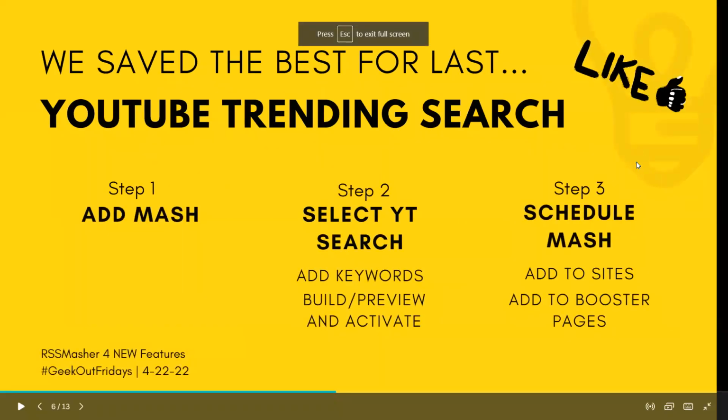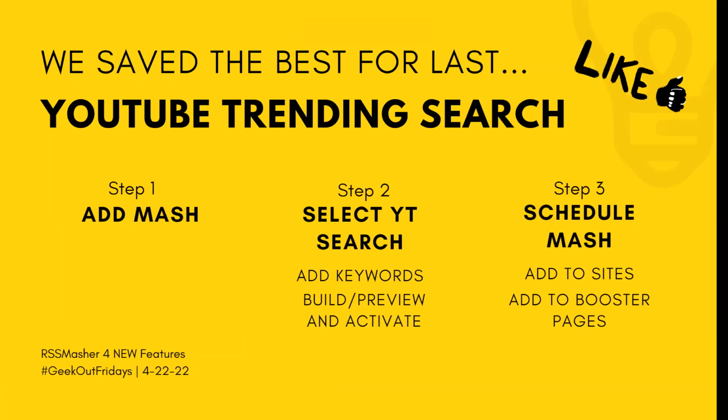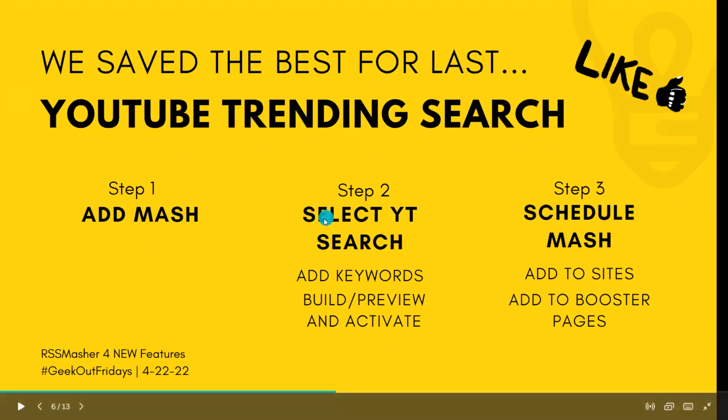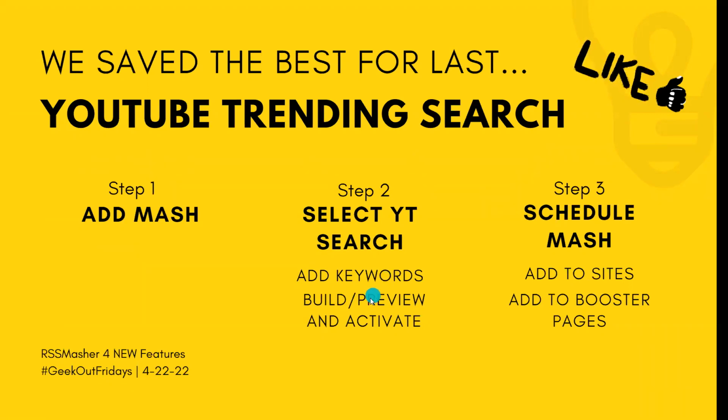Okay, guys, we've added something very, very special. And it's live for Wayne and I, but we're testing it because we got some characters coming up we didn't want coming up on it. And it's YouTube trending search. This is a brand new tab inside of RSSMasher. It's real simple. You add the mash, select YouTube search from the tab feature, add some keywords, build, preview, and activate.